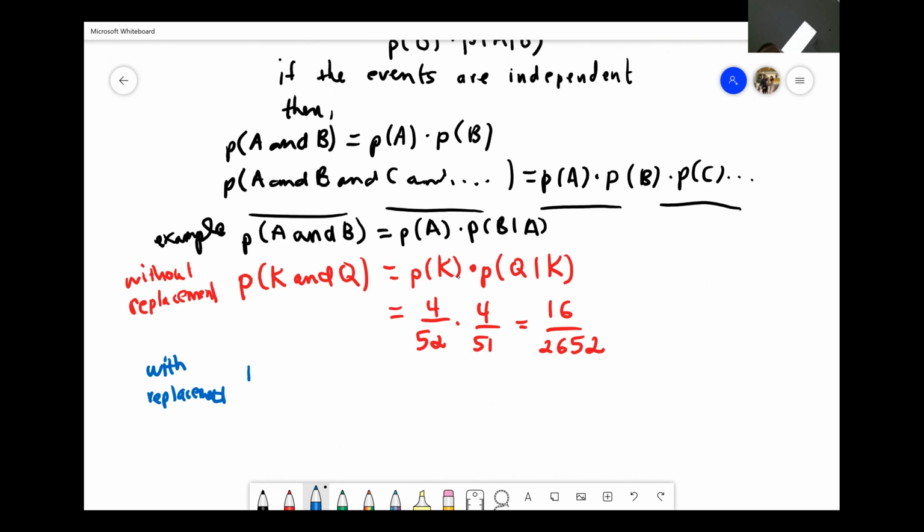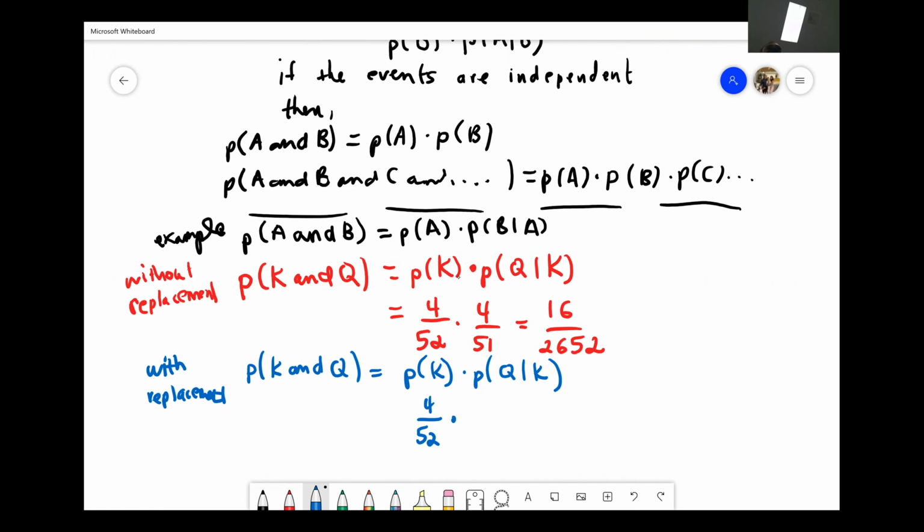So we're going to do this probability of king and queen. The rule still applies. Probability of king times the probability of queen given king. What's the probability of king on the first draw? 4 out of 52. King did happen.